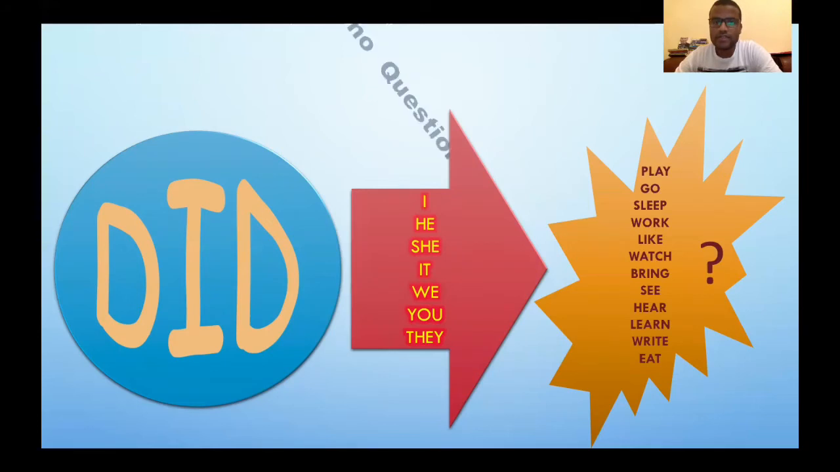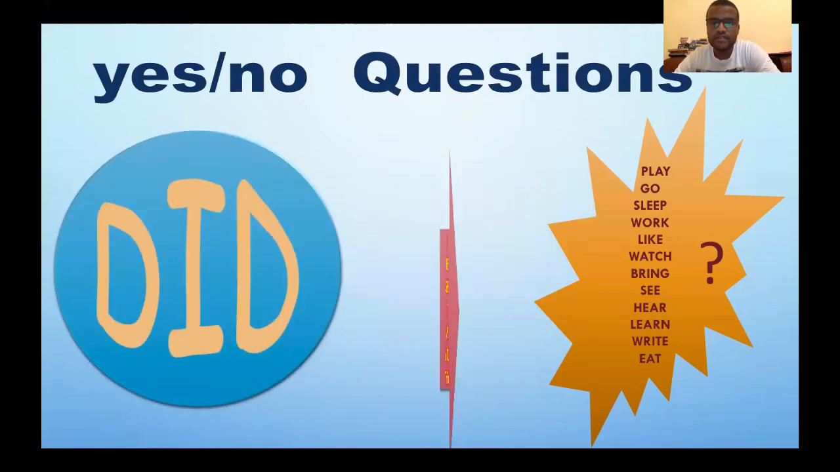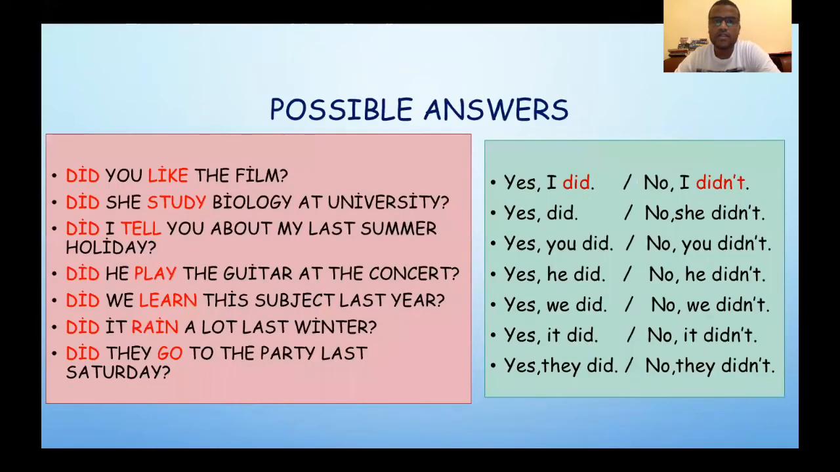Good. For example, this is the yes or no question. Okay, for example, we have different questions here. Did you like the film? You can say, yes, I did. Or you can say, no, I didn't like the film. Okay, so did she study biology at university? Yes, she did. Or no, she didn't.